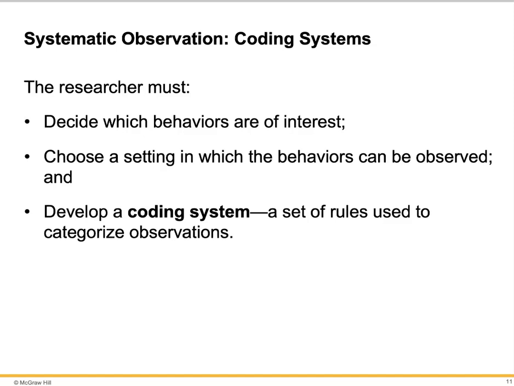So when we look at coding systems, there are numerous behaviors that can be studied using systematic observation. Again, the researcher has to decide which behaviors are of interest and then choose the setting in which the behaviors are going to be observed and develop a coding system. And so they need to decide what behaviors are of interest, choose a setting in which the behaviors can be observed, and then define that set of rules that are going to categorize those observations systematically and consistently when they're doing their observations.